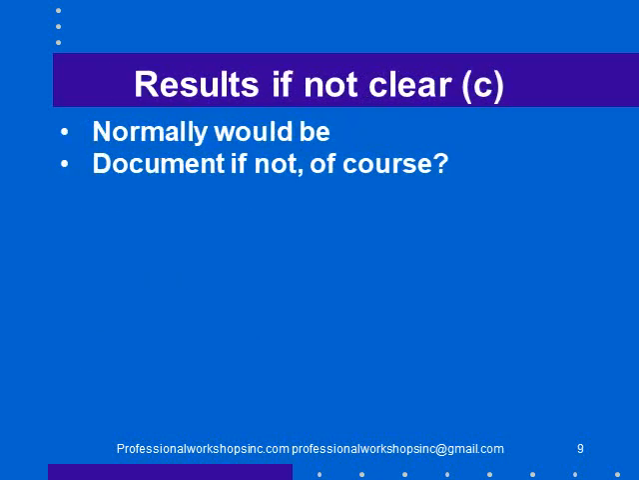And then results of, if not clear. Now, I think you normally would document it if it wasn't clear. But it does say if the results are clear, you don't need to document anything else.